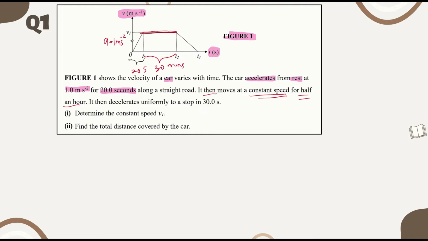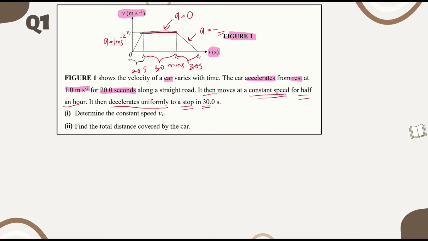And it then decelerates uniformly. So for the second part, because it is constant velocity, there is no acceleration. And for the third part, the car is decelerating, so the acceleration must be a negative value. It decelerates uniformly to a stop in 30 seconds, so from T2 to T3 is 30 seconds. That is how the motion of the car is translated into a graph.